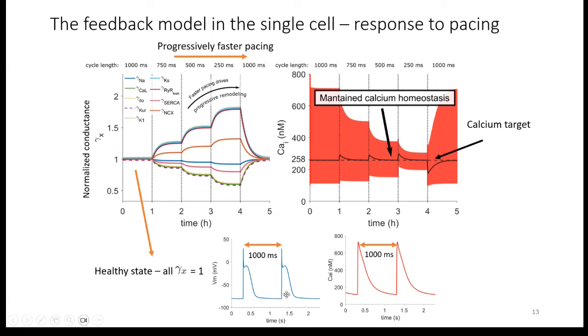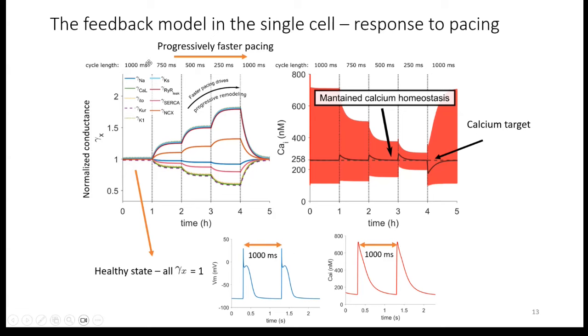And this looks something like this here. So we have the voltage. This is the actual simulated voltage from the Courtemanche model. So you have the action potential. And then you have the calcium as well, here on the right. And 1,000 milliseconds is the cycle length, so the distance between two beats.